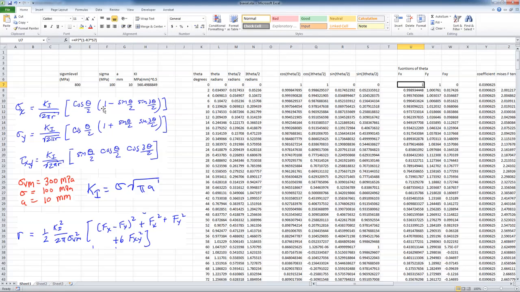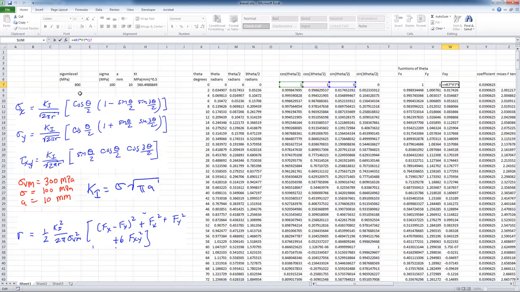Now my function of theta for x is cosine theta over 2 times the quantity 1 minus sine theta over 2 times sine 3 theta over 2. My function of theta for y is cosine theta over 2 times the quantity 1 plus sine theta over 2 times sine 3 theta over 2. And my function of theta for tau xy is sine theta over 2 times cosine theta over 2 times cosine 3 theta over 2.